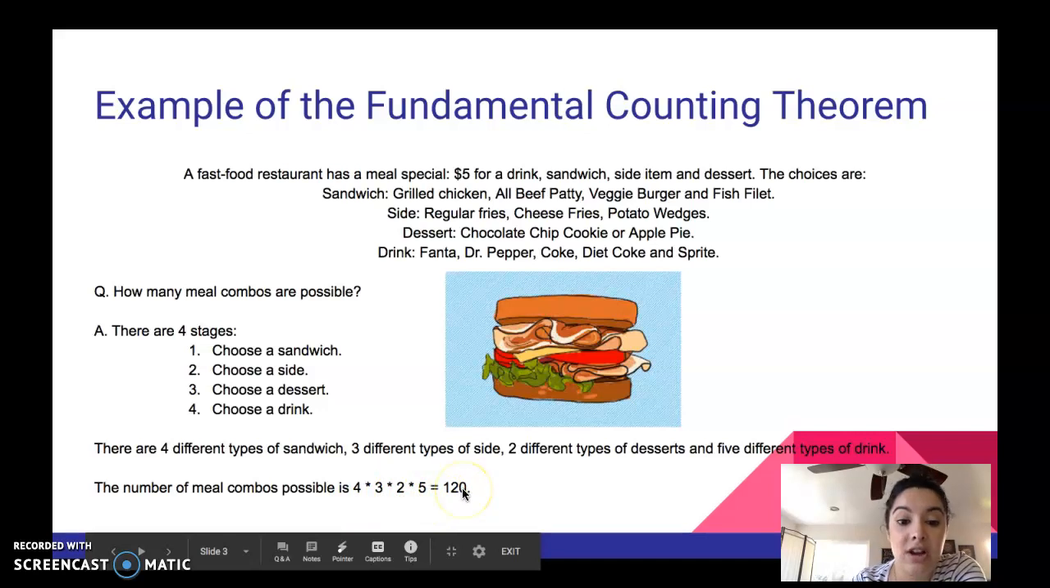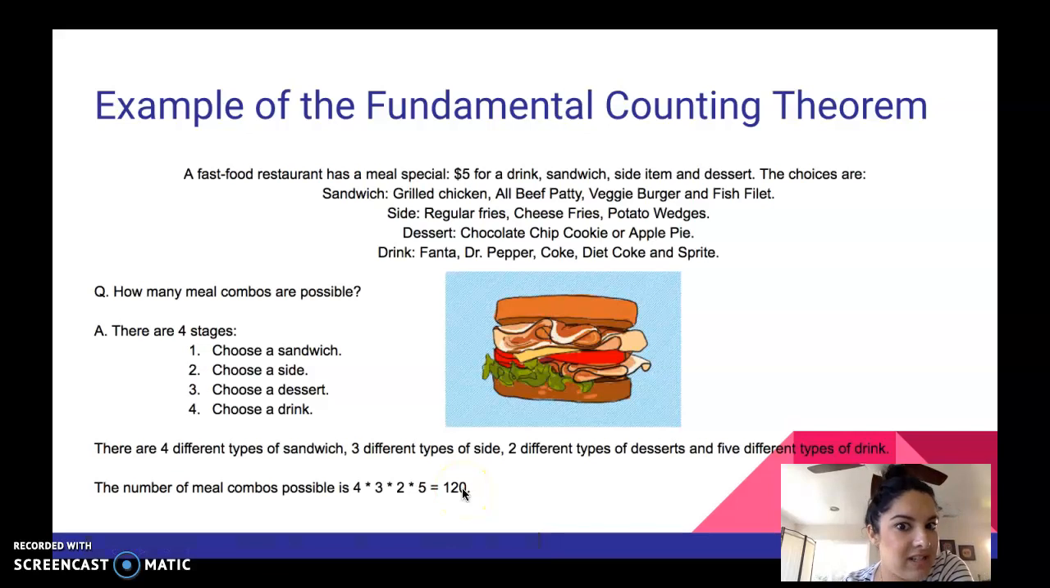That's going to give us 120 different meal combos, meaning if I really did want something different every single day, I would have to go 120 days to get a different meal every single time, something different in my meal every time. So that's how many meal combos we can do at this fast food restaurant.